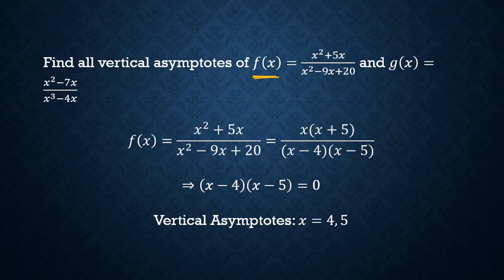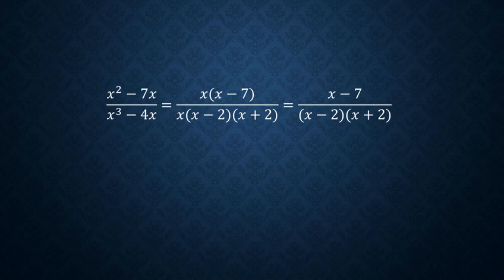All right, now we'll go on to finding the vertical asymptotes for g of x here. So again, we're going to start by factoring g of x. The top breaks down into the factors x times x minus 7. The bottom breaks down into the factors x times x minus 2 times x plus 2. We see that there is a common factor between the top and the bottom. They both contain that factor of x.